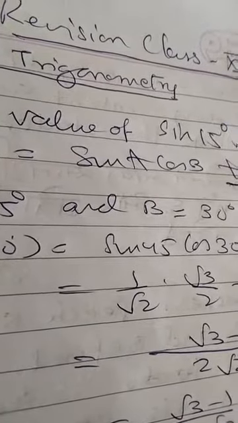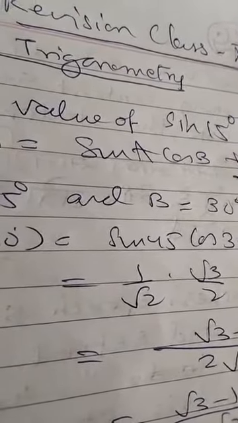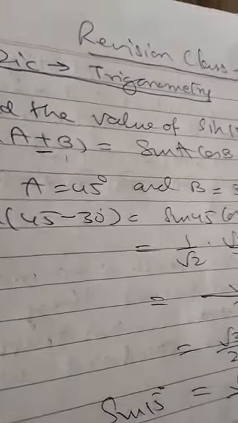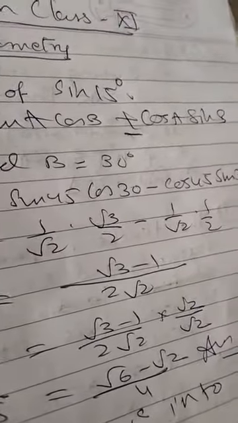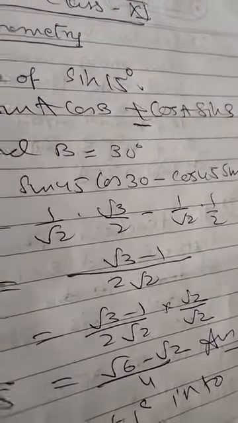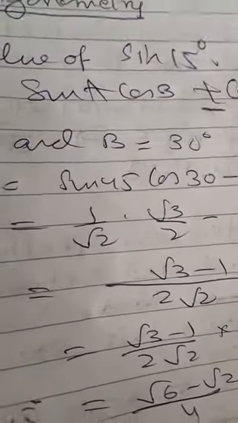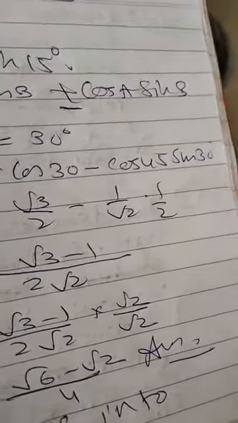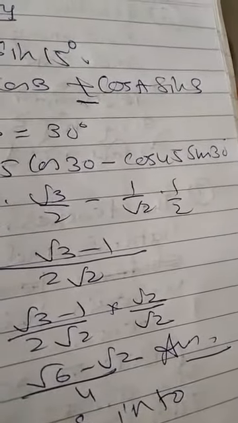15 degree can be converted into 45 minus 30. So we take angle A as 45 degree and angle B as 30 degree. Put these values into the formula sin of A minus B. So we get sin of 45 minus 30 degree equals sin 45 cos 30 minus cos 45 sin 30 degree. We know that sin 45 is 1 by root 2 and cos 30 is root 3 by 2, minus cos 45, 1 by root 2, times sin 30, 1 by 2.